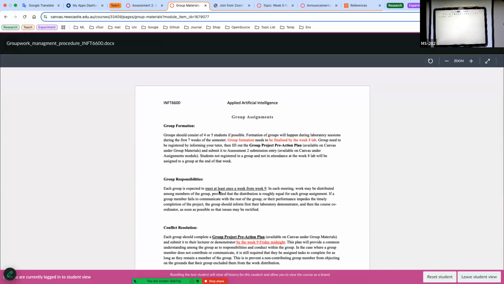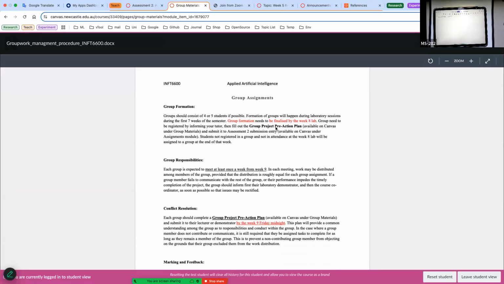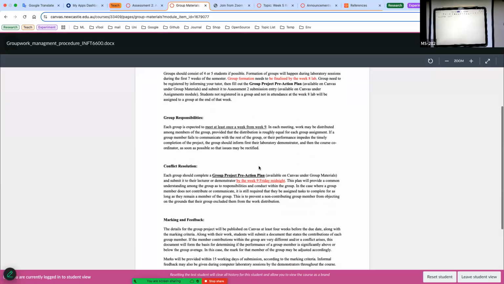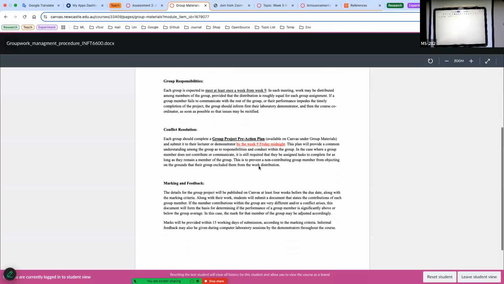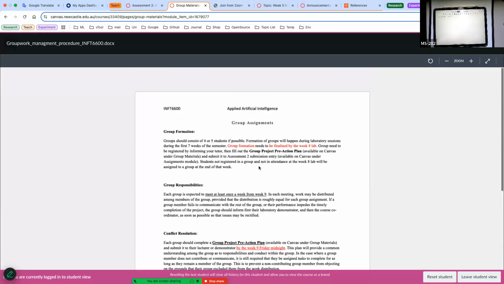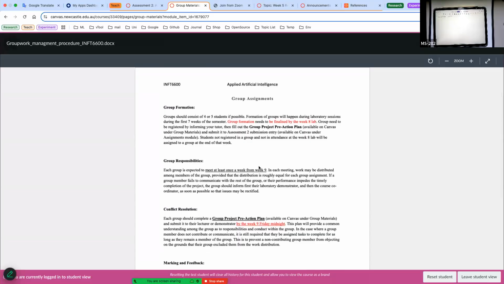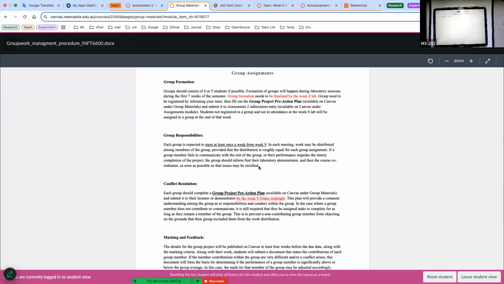As you can see, you need to meet at least once per week from week 9. So from week 9, you need to submit your pre-action plan, and you need to complete your first group minutes. The due date for this assessment is week 12 midnight. So you still have 4 weeks to work on, weeks 9, 10, 11, 12. For these 4 weeks, you need to submit one pre-action plan, 4 group minutes, and your final report.